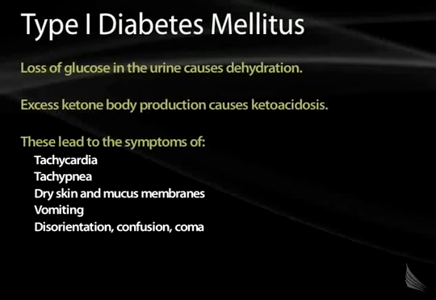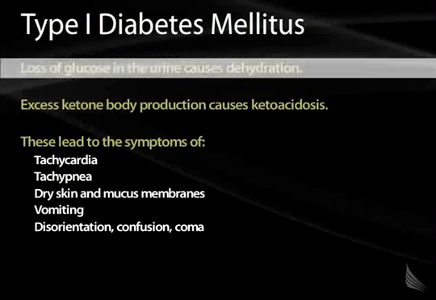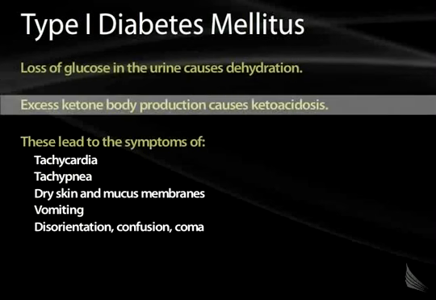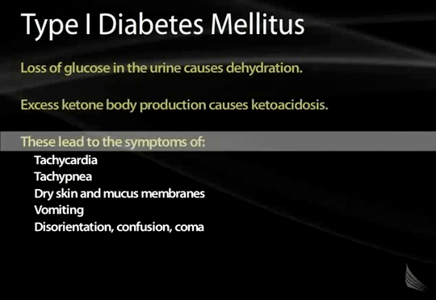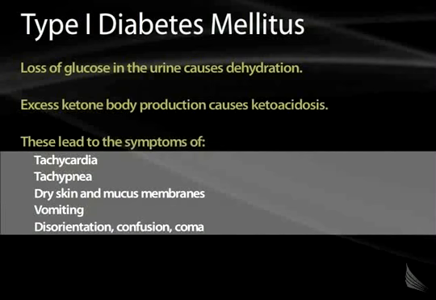So what happens in this disease is you have huge amounts of hyperglycemia. The kidneys are no longer able to reabsorb all of this, and so you lose a lot of glucose in the urine. Water follows the urine, and that leads to dehydration. The excess ketone body production causes a ketoacidosis, and the pH falls. And both of these things together lead to the symptoms of tachycardia, tachypnea, dry skin and mucous membranes, vomiting, and disorientation, confusion, and coma that result from the acidosis.